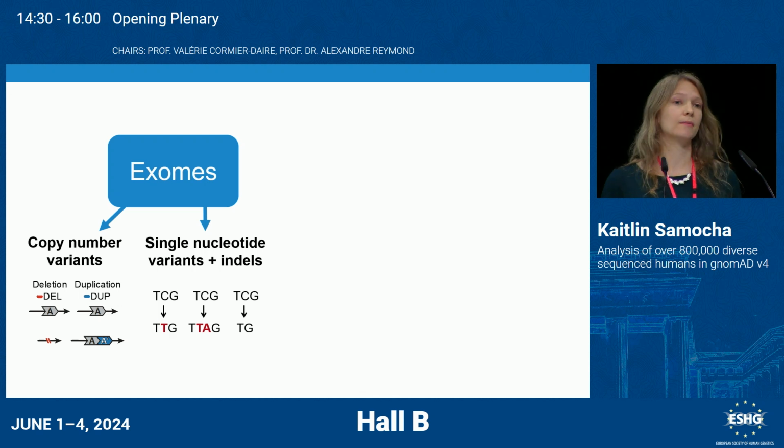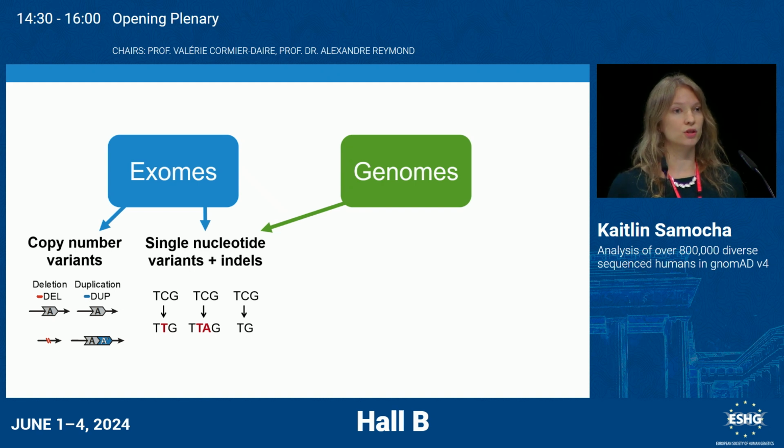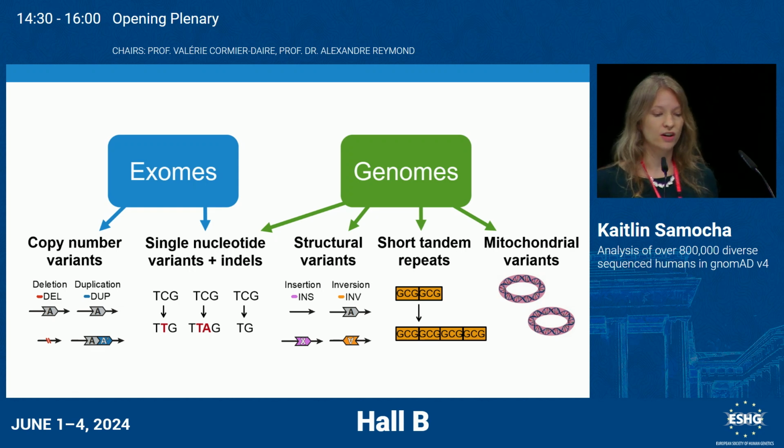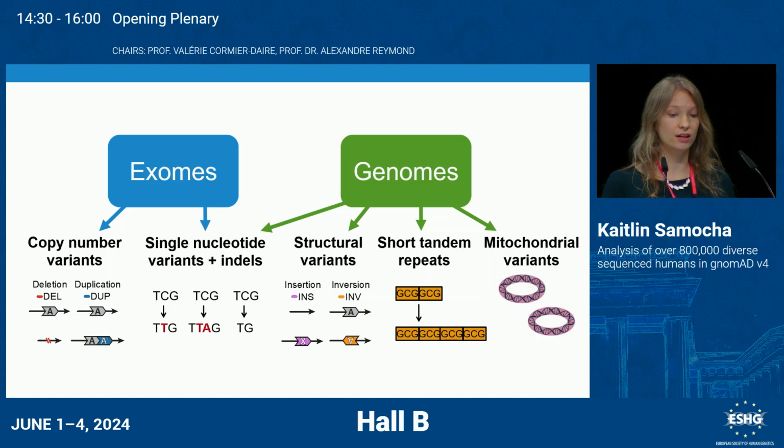However, at the same time that we released the single nucleotide variants and indels for version 4, we also released copy number variants, so deletions and duplications. We, of course, have genomes, which you can get SNVs and indels from as well, but from them you can get a lot of other types of variation. So we released structural variants at the same time. Deletions and duplications are included in that, but also more complex structural variations such as insertions and inversions.